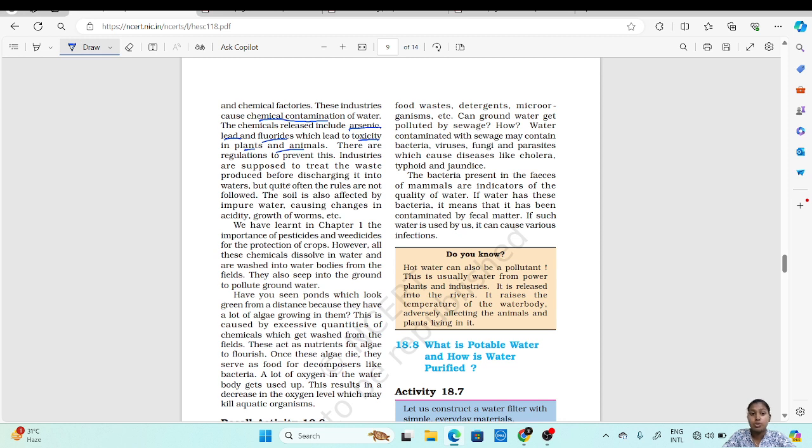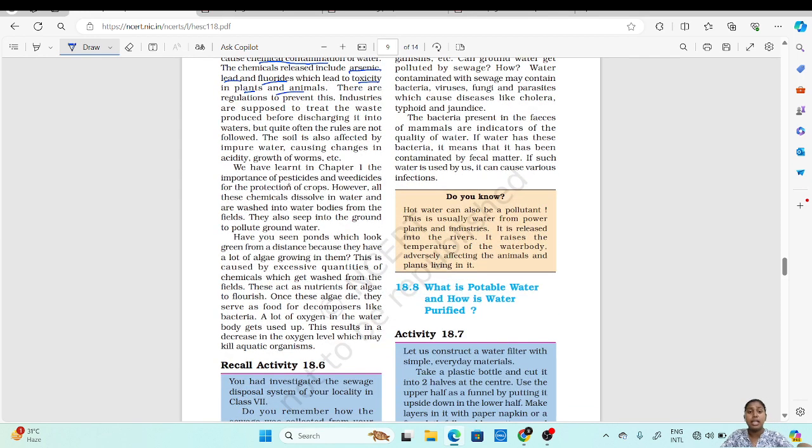Industries are supposed to treat the waste produced before discharging it into the waters, but quite often the rules are not followed. There are rules, regulations and protocols given to each and every industry. Before releasing any waste materials into the water, they have to treat it and then release it into the water body so that it would be safe for the aquatic animals. But industries often don't follow these rules. They just discharge the chemicals as they are, which are harmful for the plants and animals in or near the river.